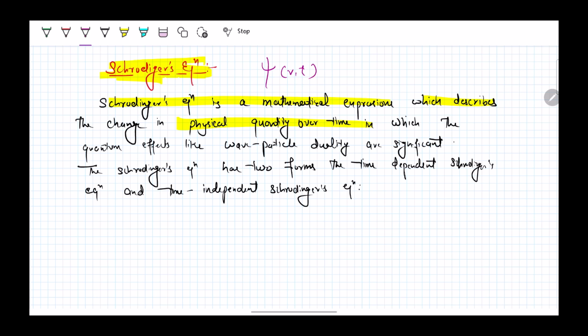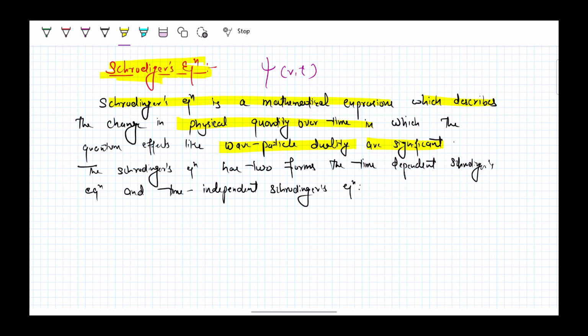It means that by analyzing the change in this wave function over time, we can find the most important properties of any system, right? So Schrodinger's equation is a mathematical expression which describes the change in physical quantity over time, in which quantum effects like wave particle duality are significant. It means we can find out more information about wave particle duality by using this Schrodinger's equation, right?